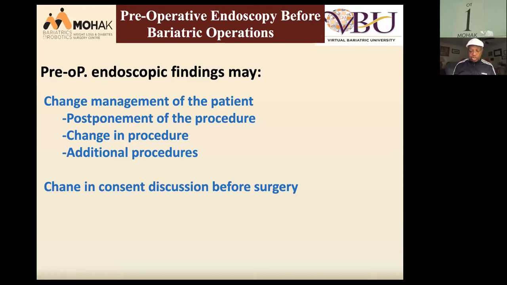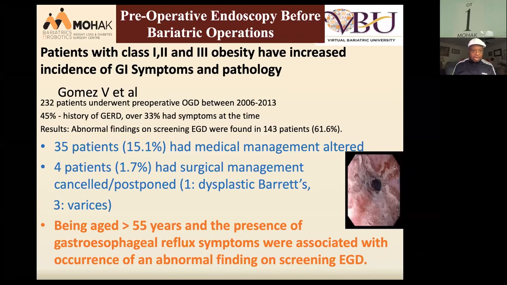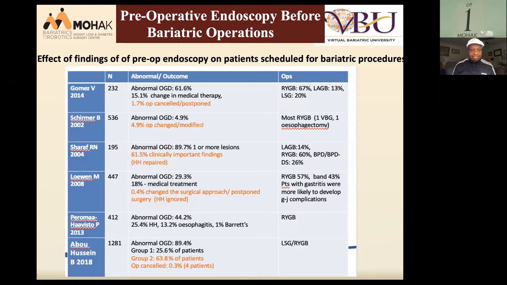In the study by Gomez, he showed that 35 patients had to have medical management altered. Four patients had surgical management altered or canceled because of dysplasia, Barrett's, and varices. This is the incidence of changes that occur from the list I presented before. It varies anywhere from 0.4% to as high as 61% by Dr. Sharaf.